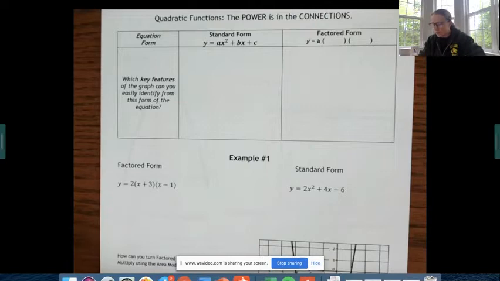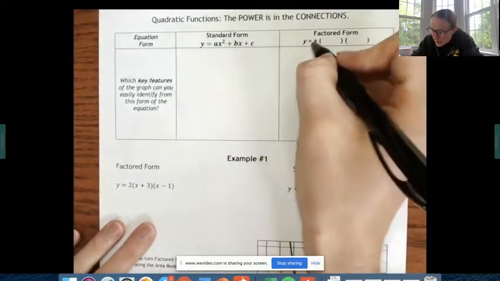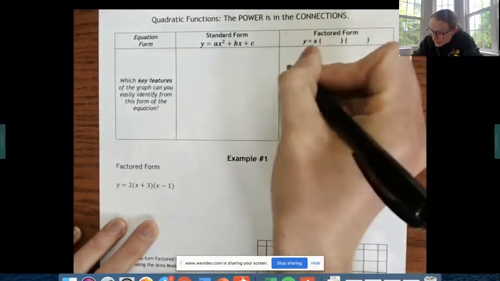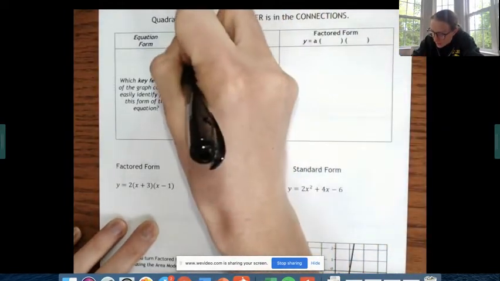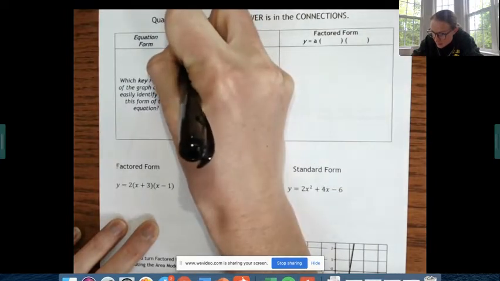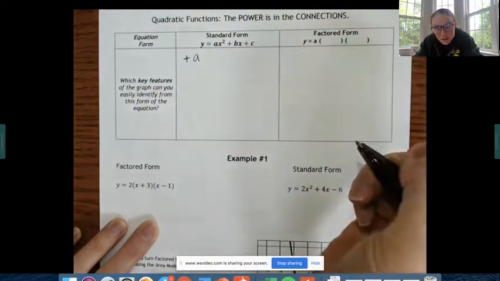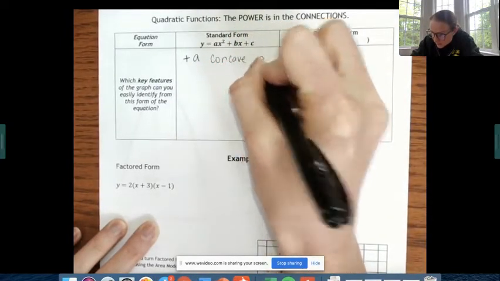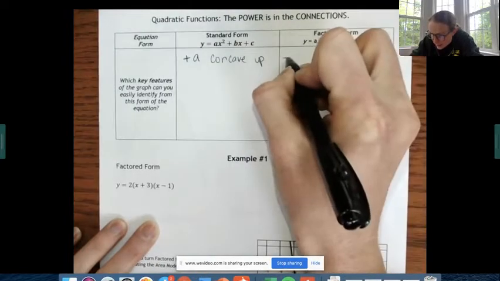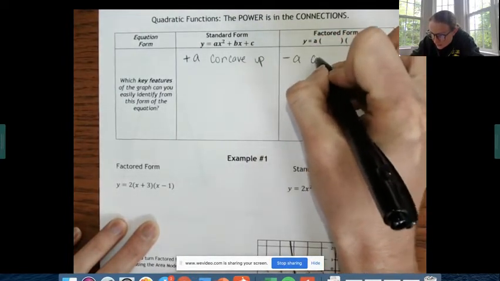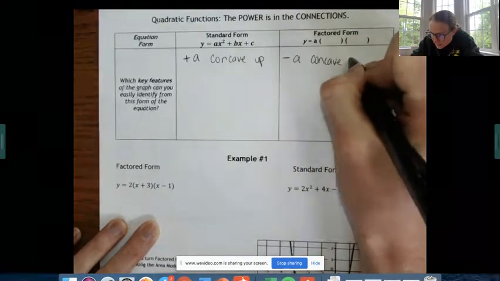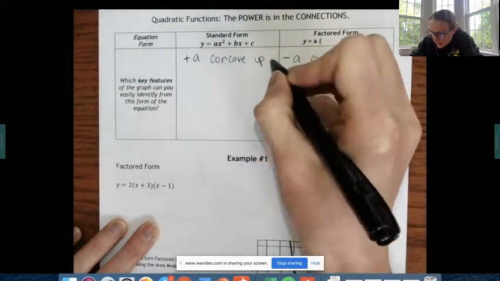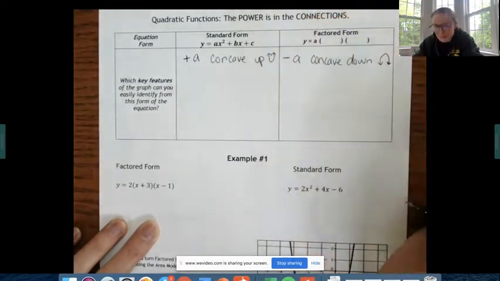So we already talked about how this A value is going to tell you, am I concave up or concave down? So I'm going to write this down for both of them. For the A value, if we have a positive A value, then it's going to be concave up. And if I have a negative A, then that's going to be concave down. Remember, concave down looks like a frown, and concave up looks like a smile.